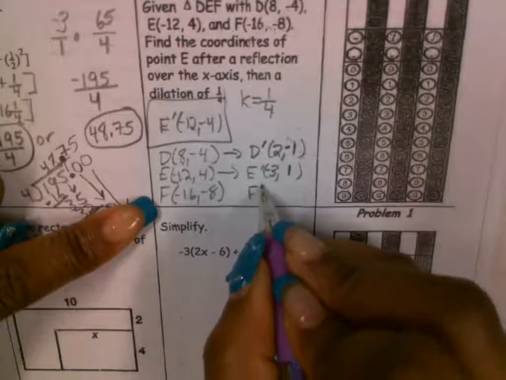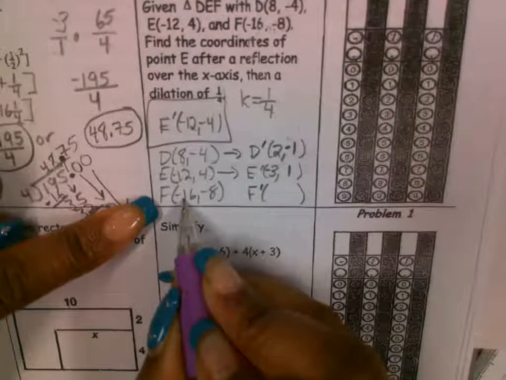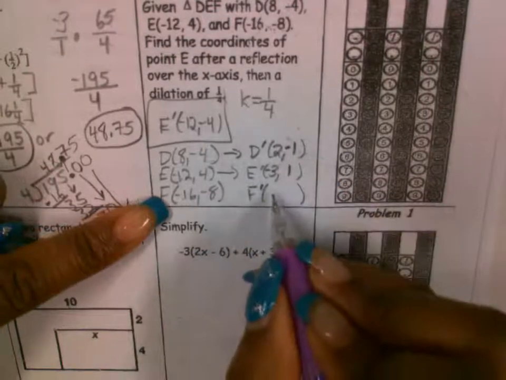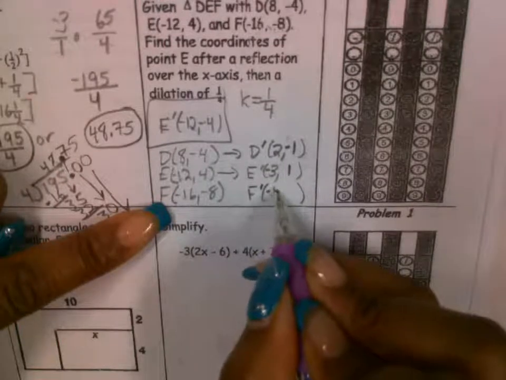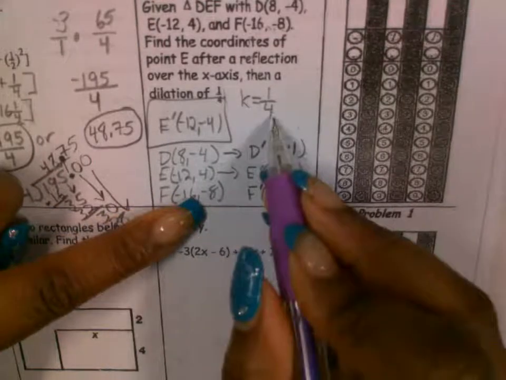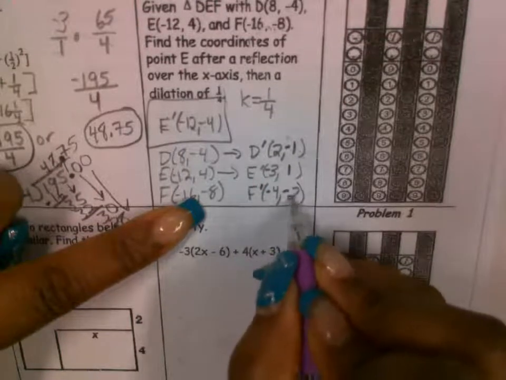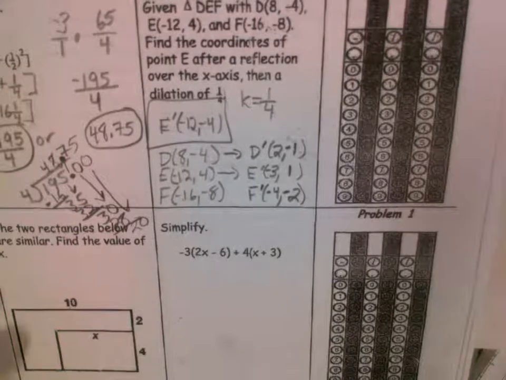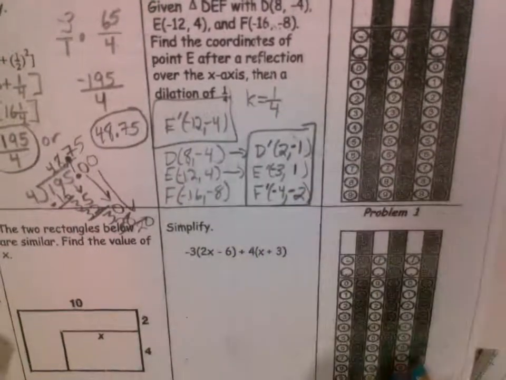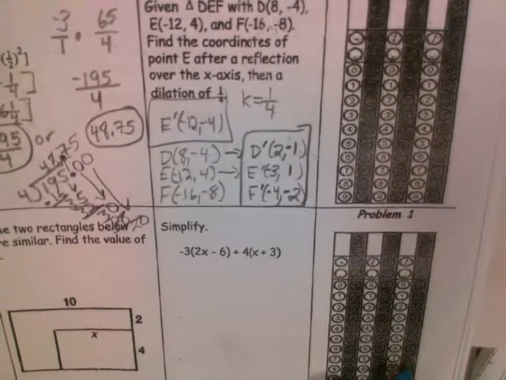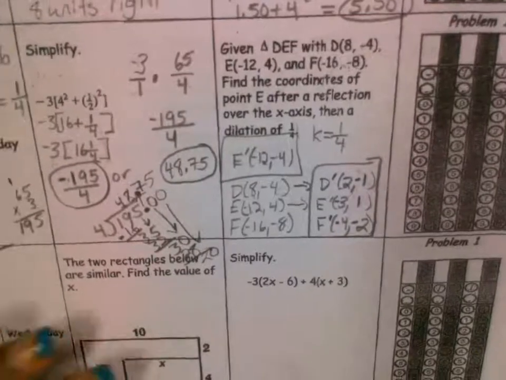F prime. So we have -16 divided by 4. What is -16 divided by 4? 4. Don't forget the negative. What's -8 divided by 4? -2. And these are going to be my points after I have dilated it. Pause, give you a chance to write, and we're going to look at the project.